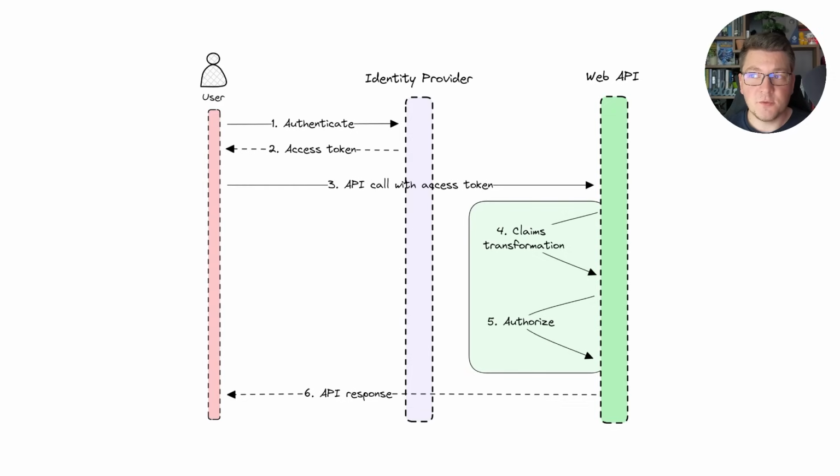And how claims transformation fits into this picture is it's going to execute right before you authorize the user inside of your application. So as you can see here, in step number 1, we are authenticating with the identity provider, which gives us back the access token, and then we can call our backend with the access token provided. In step number 4, we're going to run the claims transformation to append additional claims to the existing one that we already got from the access token. After this step, we're going to authorize the user, and if they are authorized, we're going to execute the request and return back the API response.